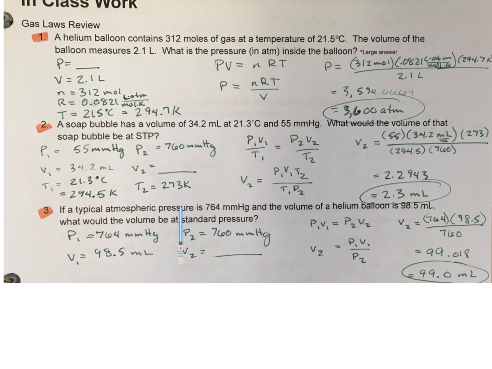Question 3 gives you an atmospheric pressure and a volume of a balloon, and it asks you to change the volume to standard pressure. Here are the values at the beginning, the initial pressure and initial volume, and here's the final pressure, and it asks for the final volume. If it gives you P and V, and those are the things that change, that's Boyle's law: P1 V1 is equal to P2 V2. The question is, what is the final volume? You solve for V2 by dividing both sides by P2. Then you substitute into the equation and solve for 99.0 milliliters, being careful to include 3 significant figures.